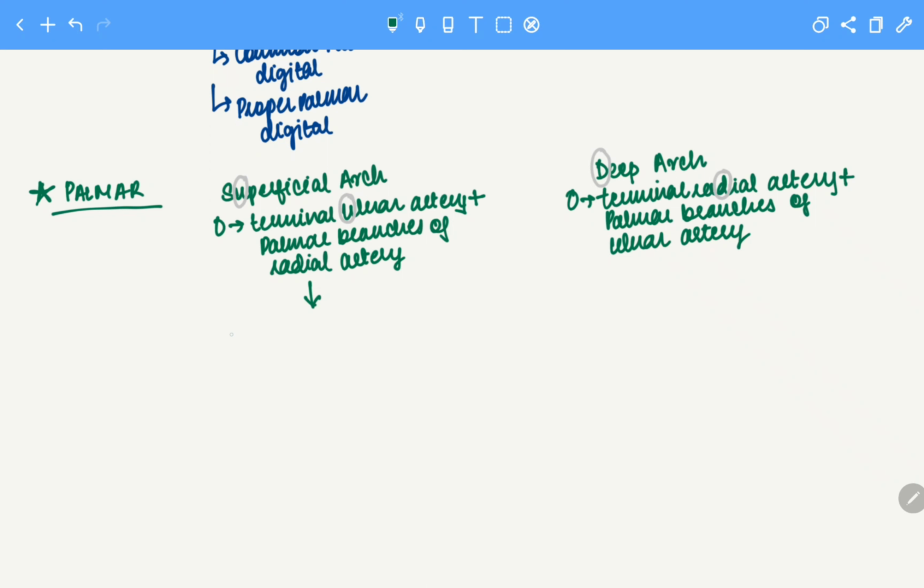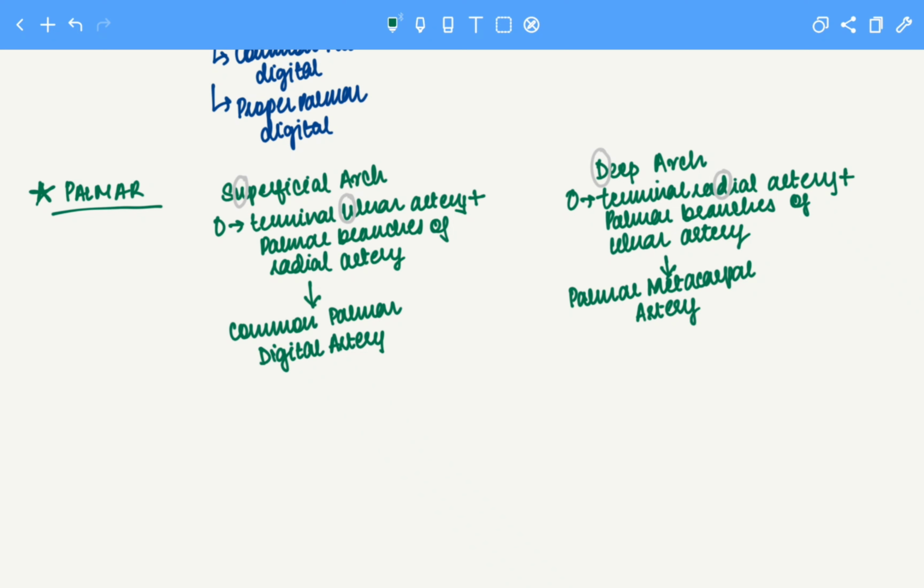Now the superficial arch will give rise to the common palmar digital artery. The deep arch will give rise to the palmar metacarpal artery. Now the palmar metacarpal artery and the common palmar digital artery together give rise to the proper palmar digital artery.